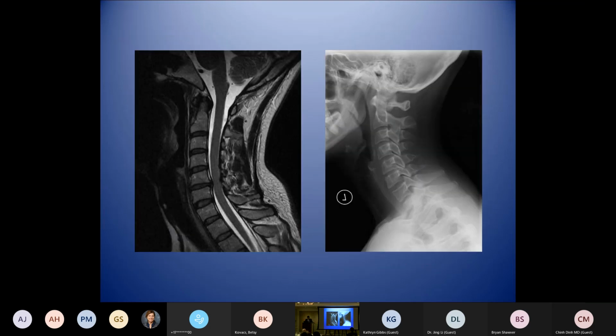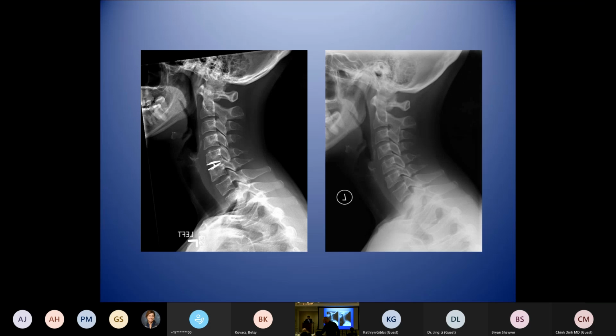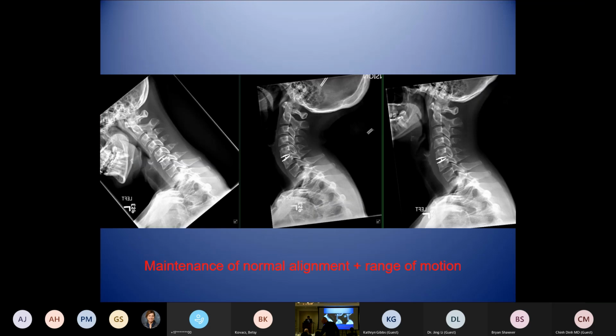This is that 40-some-year-old lady who I showed earlier with a 1-level disc herniation with kind of a mixed myeloradiculopathy picture. And for this one, I chose to do a disc replacement, which is very nice because you can see that this actually completely preserves her preoperative motion at the surgical level.